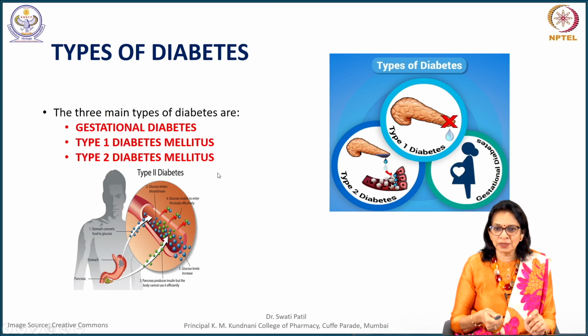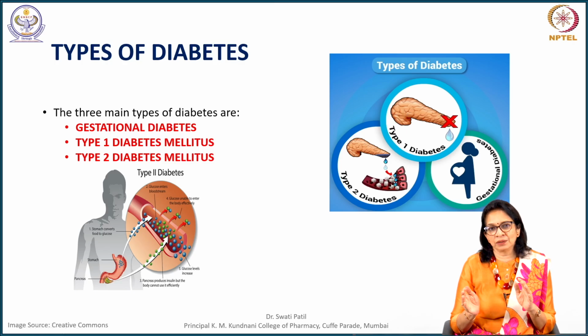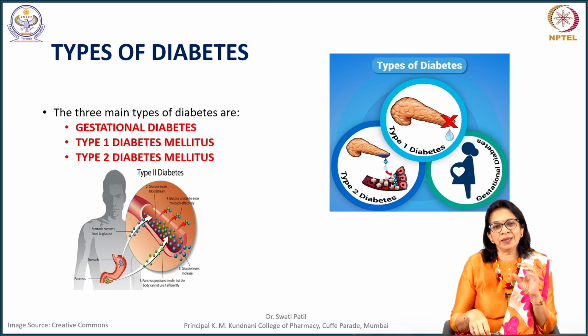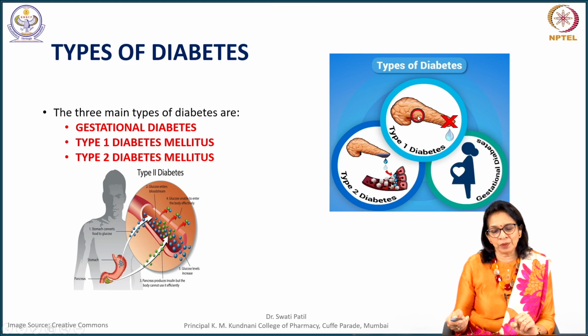In type 1 diabetes, the beta cells of the pancreas secrete insulin. Type 1 diabetes is caused by an autoimmune disease. What is an autoimmune disease? The body's own cells start attacking different organs. When they attack the pancreas and its beta cells, no insulin is produced. This is type 1 diabetes.